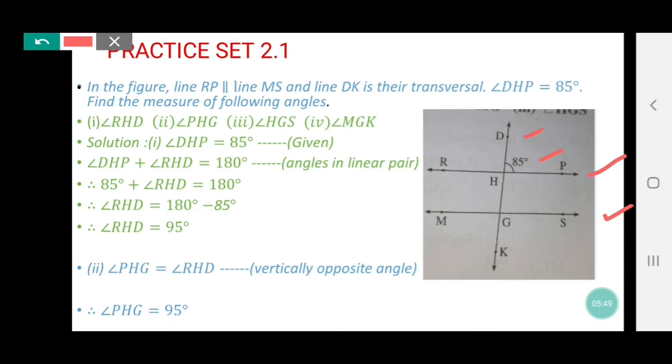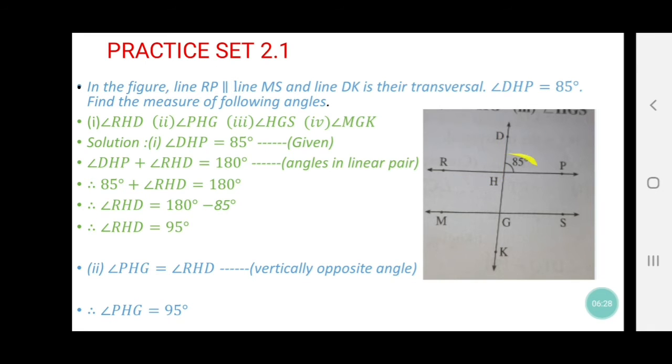Which are the angles? The angles are angle RHD, right? Then angle PHG, then angle HGS, and angle MGK. These angles we have to find out. Fine. So here the very first thing, whatever is given, from that we have to start. So what is given to us? Angle DHP is given to us as 85 degrees. This is the given part. Now I have to find out angle RHD. So what will I be applying over here?